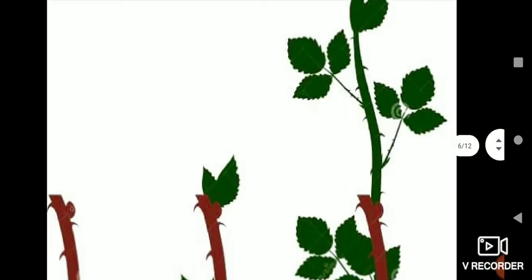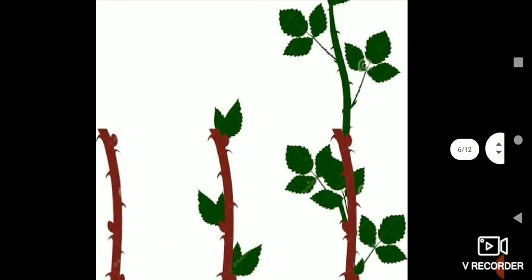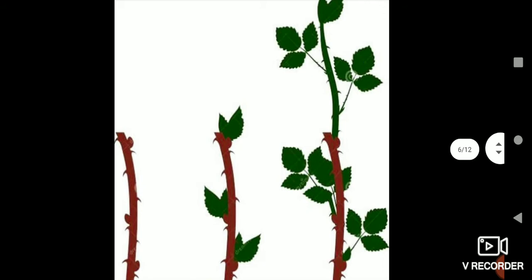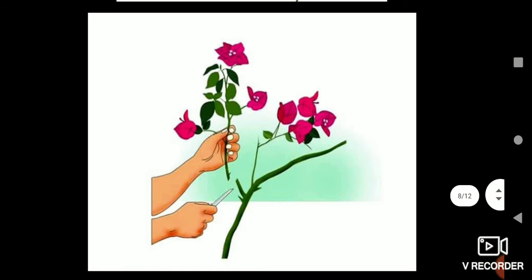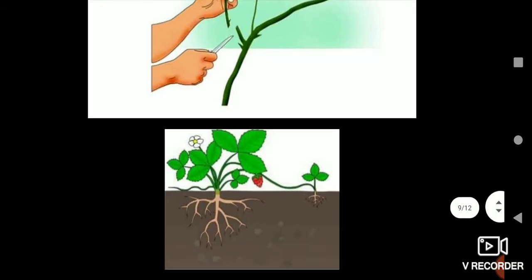Now, reproduction from stem cutting. This is a very simple reproduction. As you can see, we can reproduce some plants by cutting a stem and planting it in the soil. If we take a stem, cut it and bury it in the soil, it will grow. I'll tell you some of these stem cutting plants which grow into a new plant. They are rose, cactus, hibiscus and sugarcane. They all can be grown from stem cuttings.